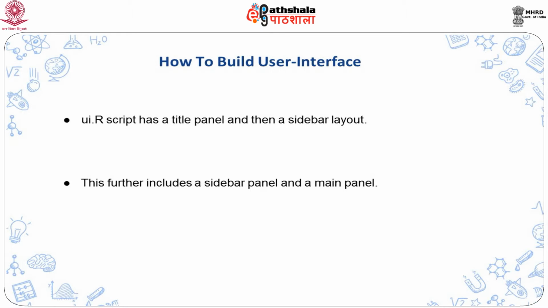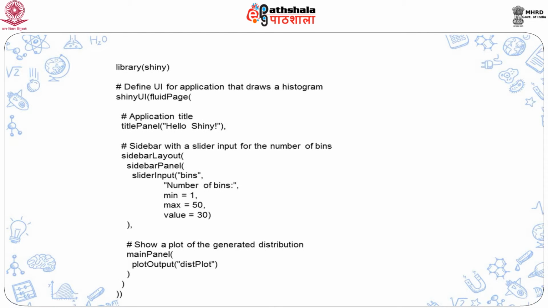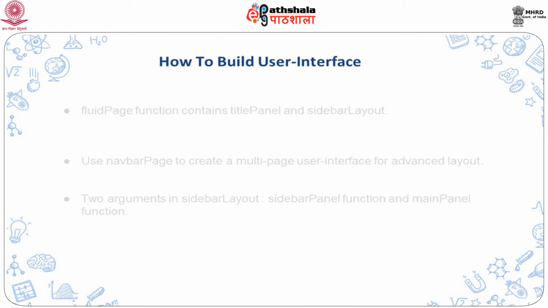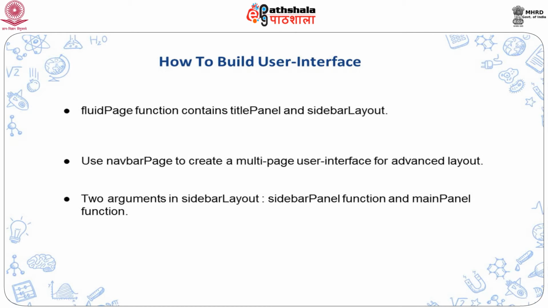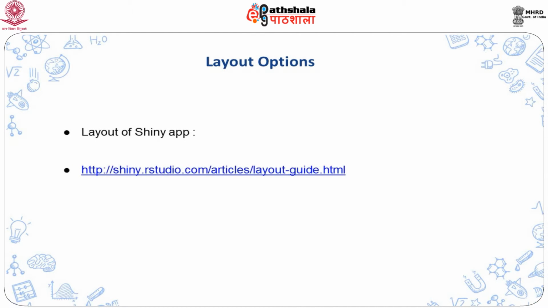Look at the UI.r script again. Here it is. Here we are defining the UI for an application that draws a histogram, with an application title, the sidebar with the slider input for the number of bins and so on, and next the plot that should be generated. The fluidPage function contains two of the most popular elements, which are titlePanel and sidebarLayout, that we have just seen here. If you are interested to know more about the layout of a Shiny app, you may go through the following link, which is given here. It's by RStudio.